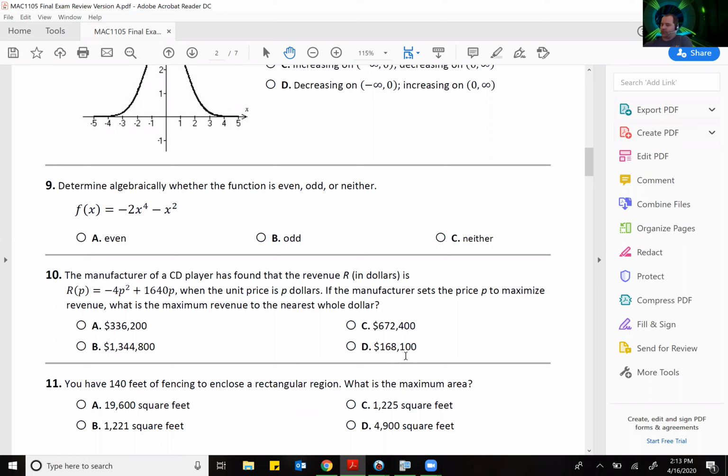Actually, they didn't want to know the price. They just wanted to know the max revenue. So we didn't have to look for the 205. But that would be the largest price. Let's see.